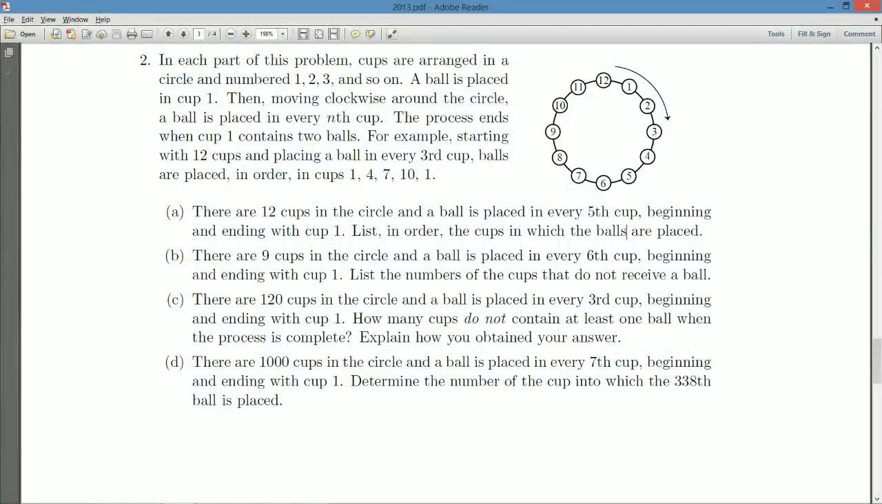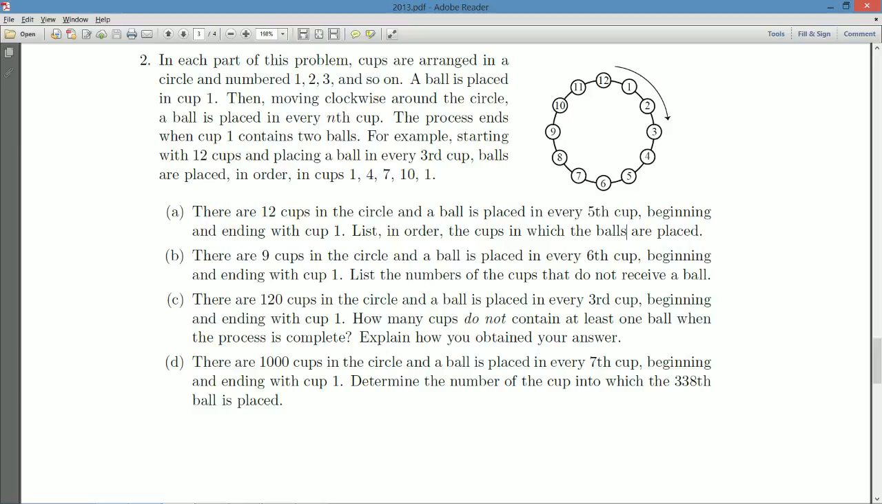C part. There are 120 cups in the circle. Okay, I can't draw that one. And a ball is placed in every 3rd cup, beginning and ending with cup number 1. How many cups do not contain at least 1 ball when the process is complete? Explain how you obtain your answer.